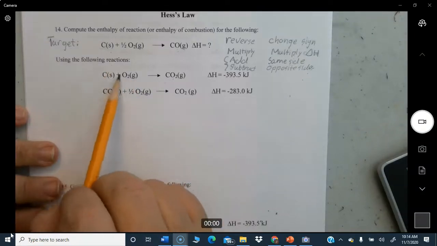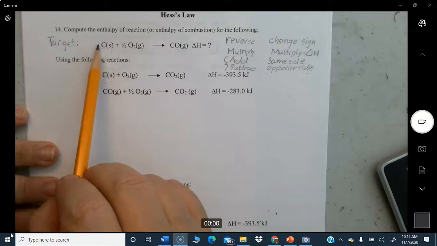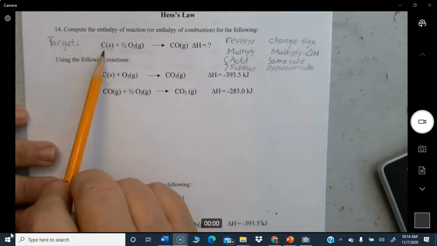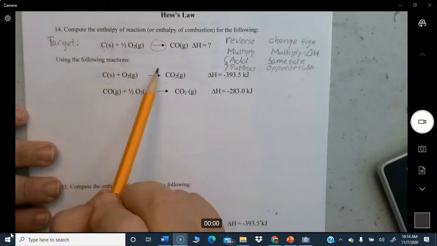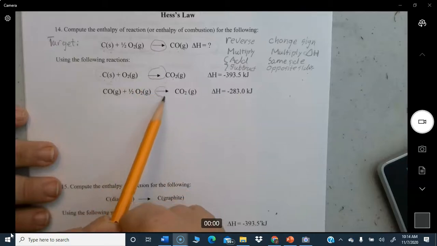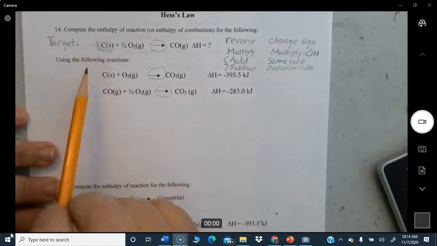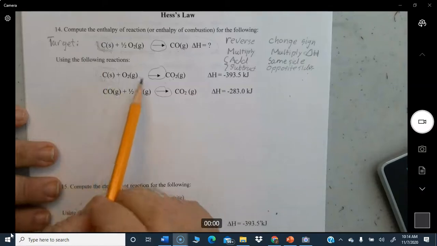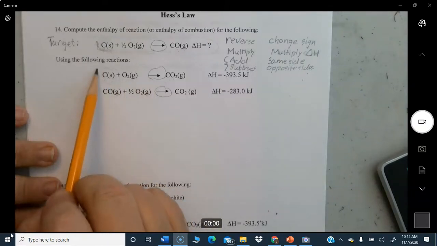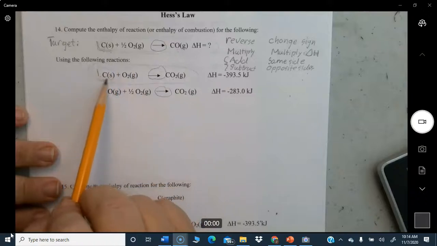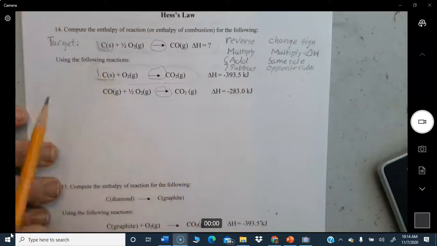But you see that carbon here appears, in the target reaction, on the left-hand side of the arrow. I like to circle the arrows to be clear which side of the arrow I'm on. It's on the left-hand side of the arrow, and there's 1 mole of it. In this reaction, I have carbon on the left-hand side of the arrow, and there's 1 mole of it. That means I don't want to change anything about this reaction. Carbon is already what it should be and where it should be, so we're going to leave that one alone.